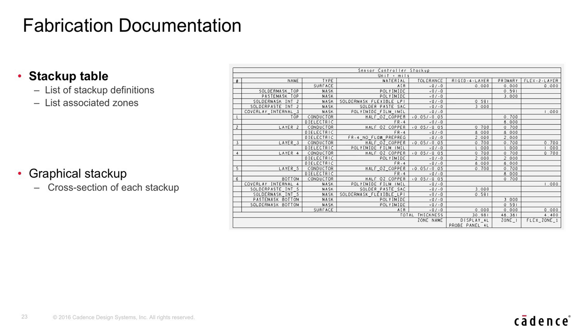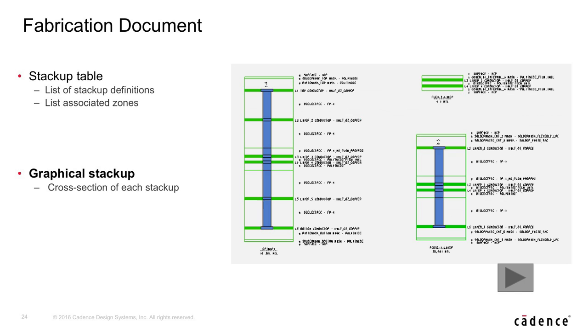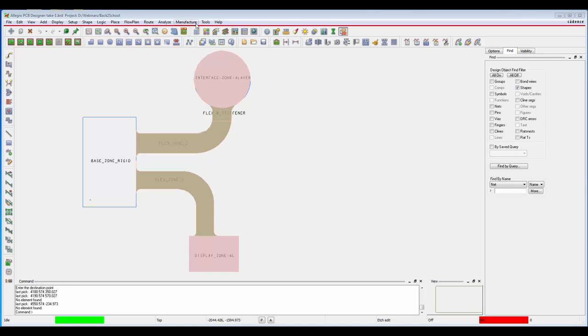The table includes the materials that are assigned as well as the zones that reference those particular stack-up definitions. I can also represent that stack-up information graphically by having an individual stack-up definition based on my cross-section editor. So let's take a quick look at that, show how it works.